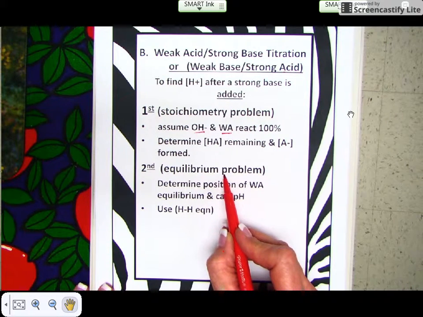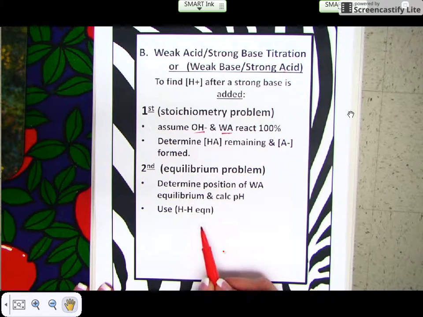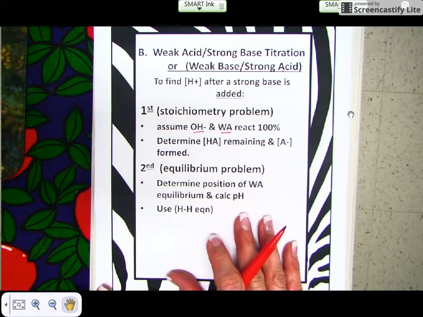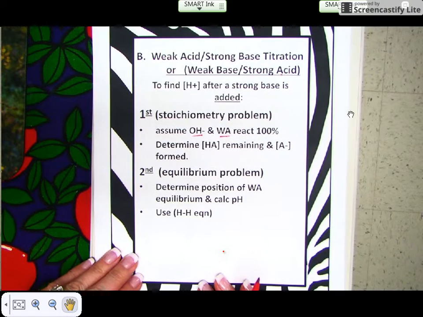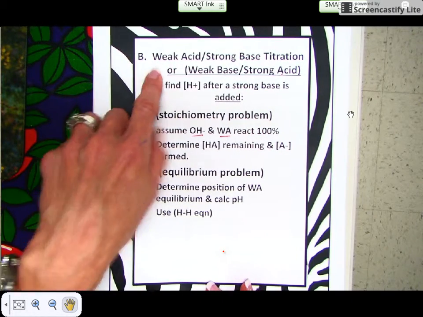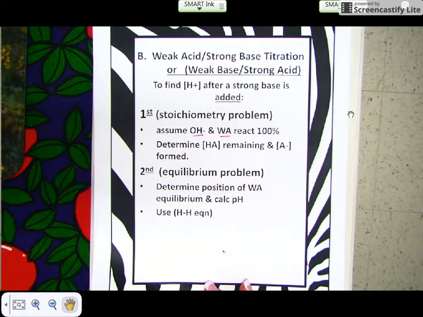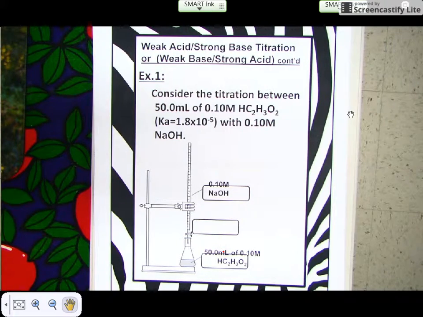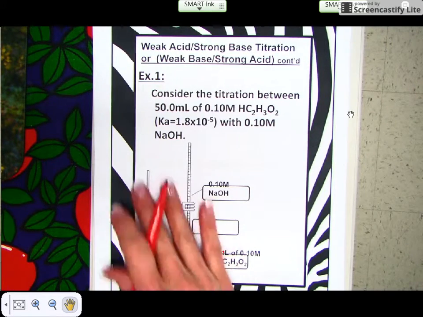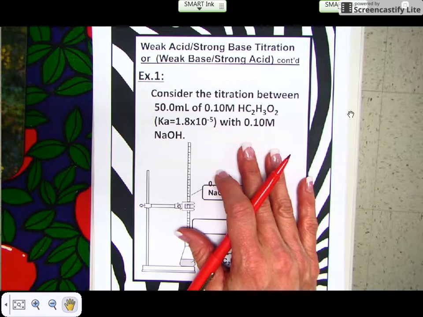What you can do is then use the Henderson-Hasselbalch equation. So we'll be following these steps in order to proceed with our titration calculations if we have a weak and a strong combination. I want to at least get us set up so that tomorrow we can proceed with the calculation itself.